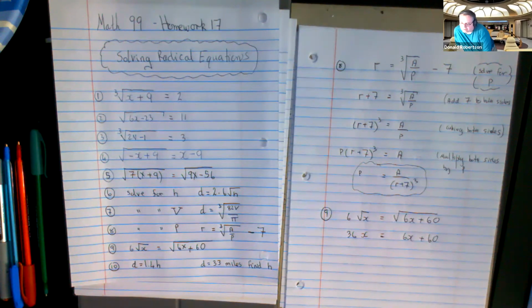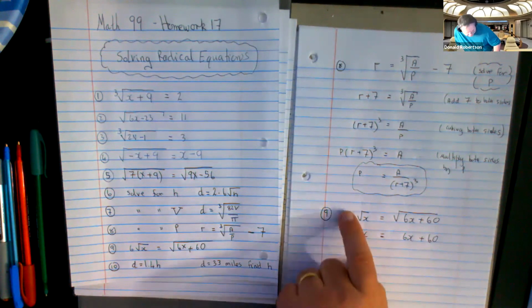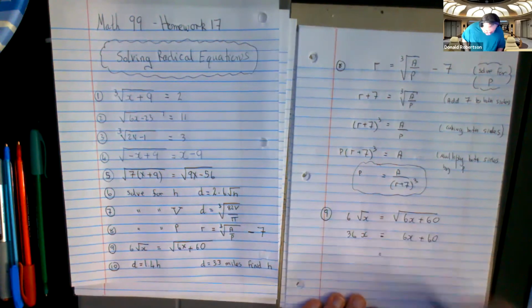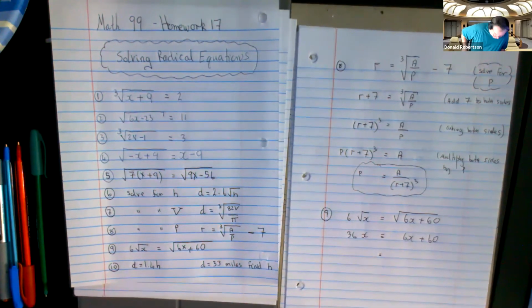Now, once you've figured out that little trick, because the mistake that people make is putting 6 there and not 6 squared, which is 36. I don't think it's that hard a question. Would you agree? What should I do to both sides next?